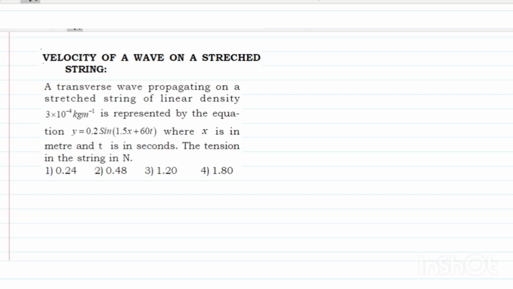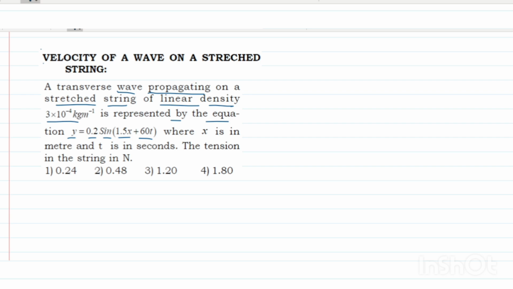In this video we are going to be discussing velocity of the transverse wave problems. Let us see the first question. A transverse wave is propagating on a stretched string of linear mass density 3 into 10 power minus 4 kg per meter, represented by the equation y equals 0.2 sine (1.5x plus 60t), where x is in meters and t is in seconds. The tension in the string is asked. Now here, let us see.